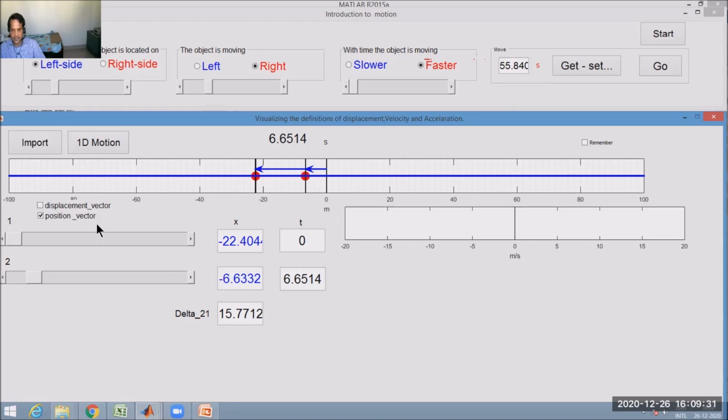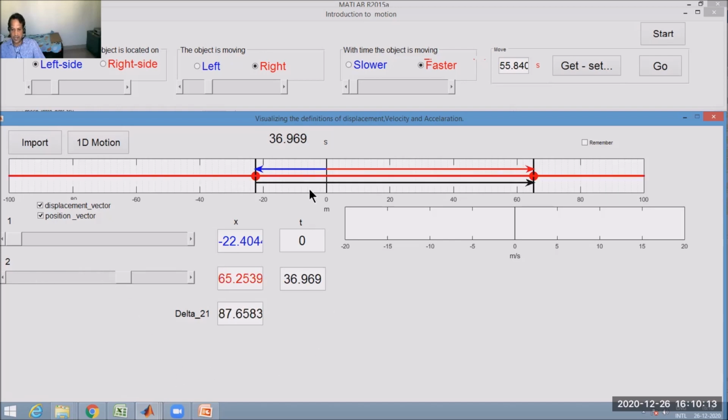And how does the displacement vector look? Let us draw it. So this is the displacement vector. Remember, the object is moving towards the right. Hence, the displacement vector would point towards the right because the motion is happening in this direction. The length of the arrow would tell that it has moved this much distance, that is 15.77 meters. So as we can see, 15.77 is obtained from minus 6.63 minus (minus 22.40). And this delta x, which is indicated here, is known as distance.